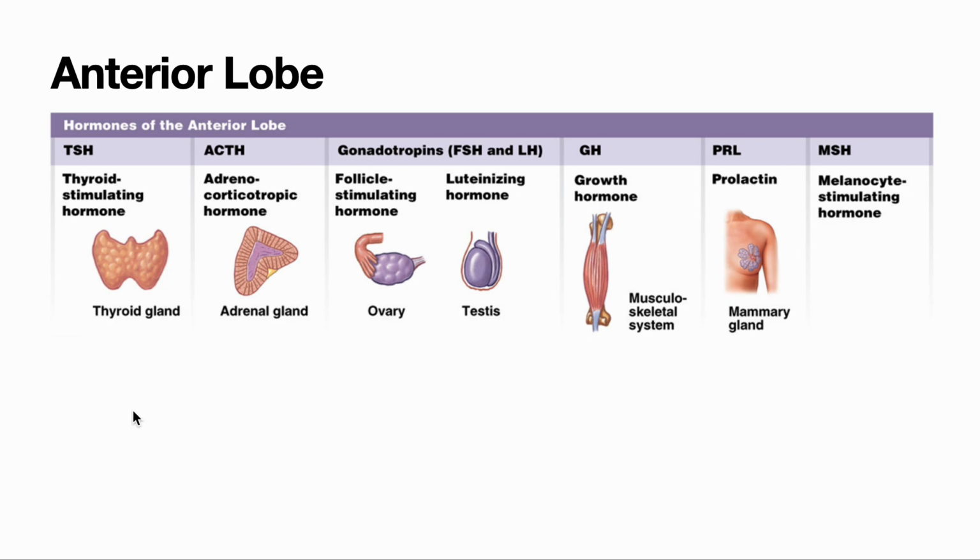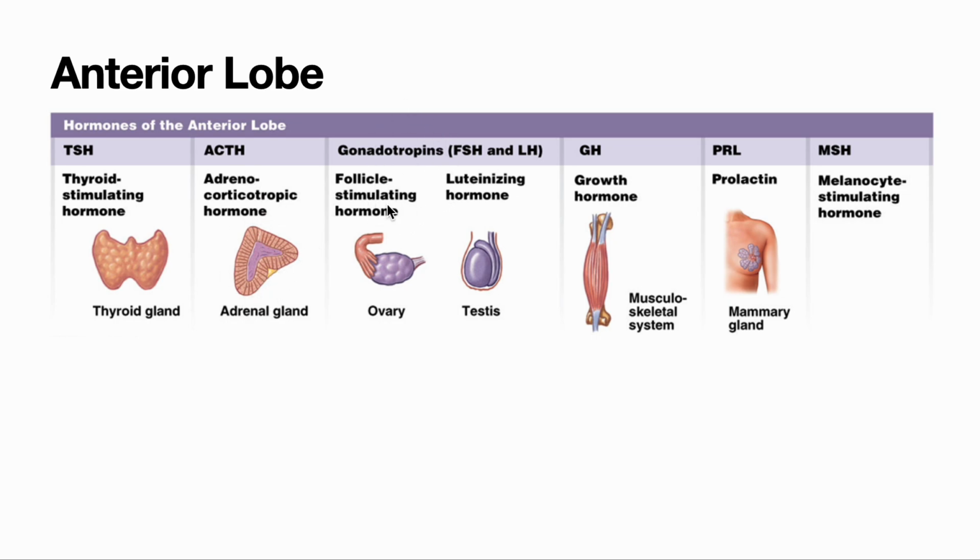So all of these are made in the anterior lobe of the pituitary and released based on direction from the hypothalamus. So we have thyroid stimulating hormone, which will go to target cells in the thyroid and result in the production of thyroid hormone. We have the adrenocorticotropic hormone. This is going to activate cells in the adrenal gland.